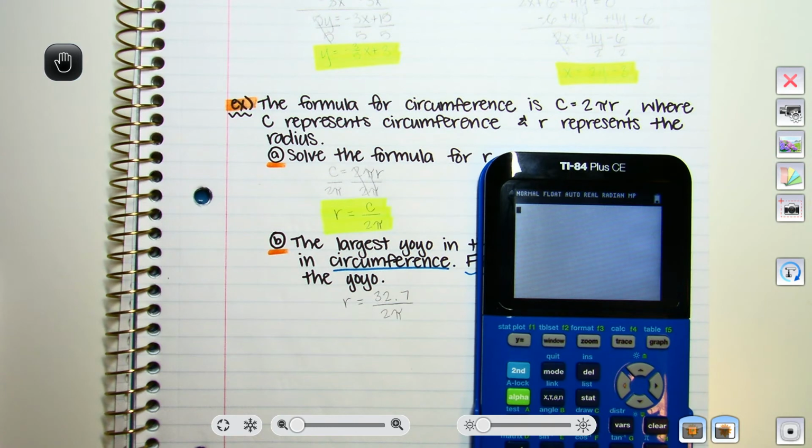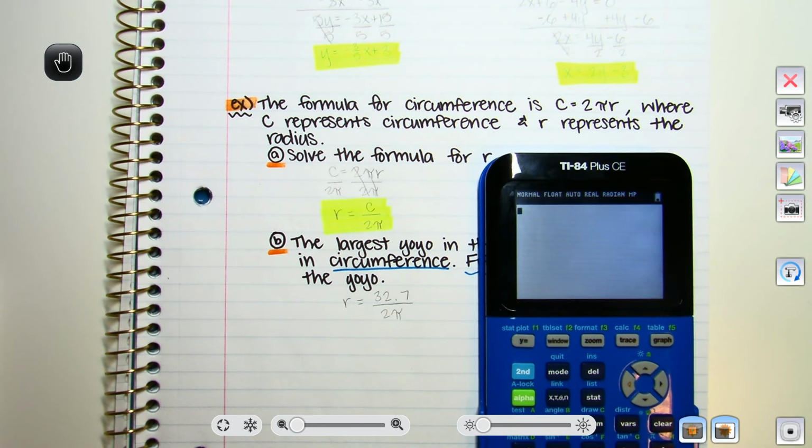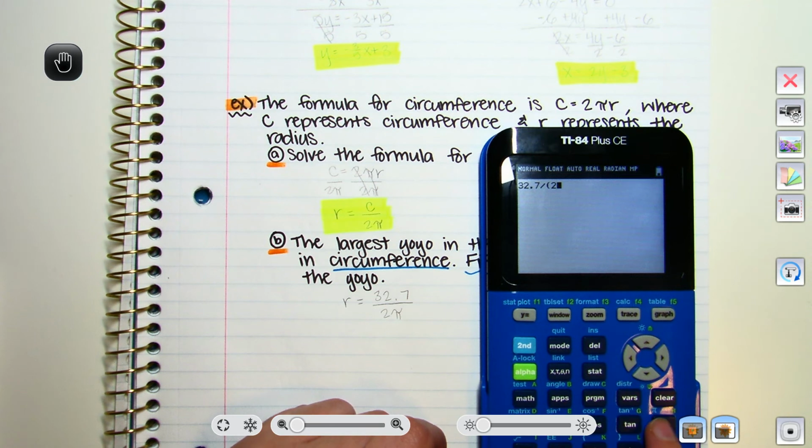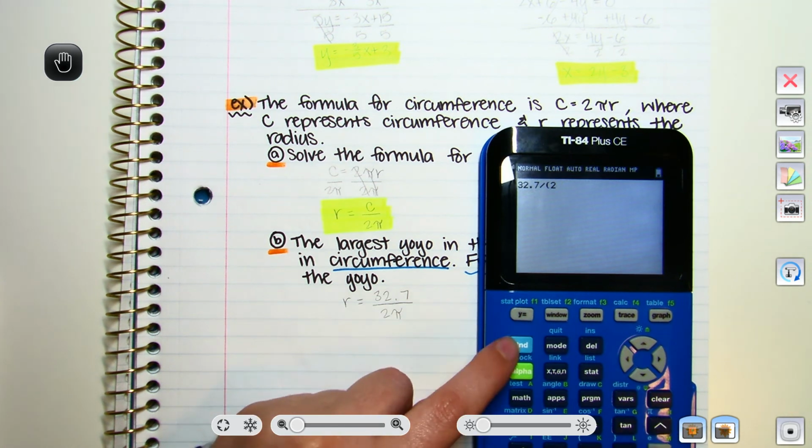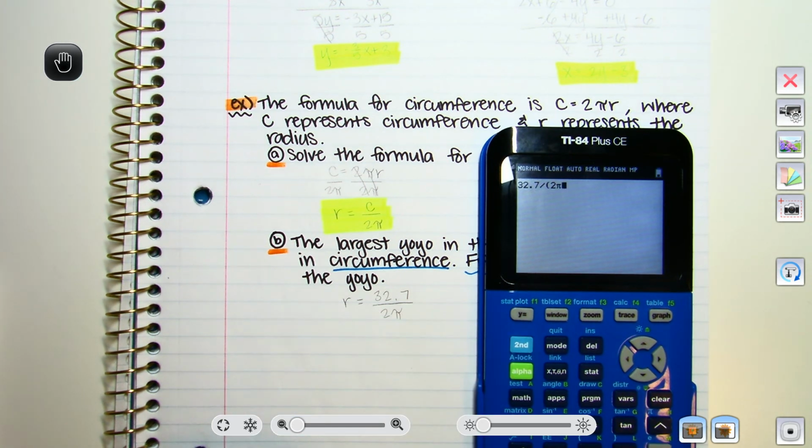Okay, the first calculator I'm going to show this with is the one that's really easy to read my screen on here. This is my graphing calculator. So I'm going to do 32.7 divided by 2, and then there's a little pi button on here. Okay, so there it is, the little tiny light blue pi. So I'm going to hit second, the light blue button, and then pi. So now I get a pi symbol. So I know that my answer should be 5.2.